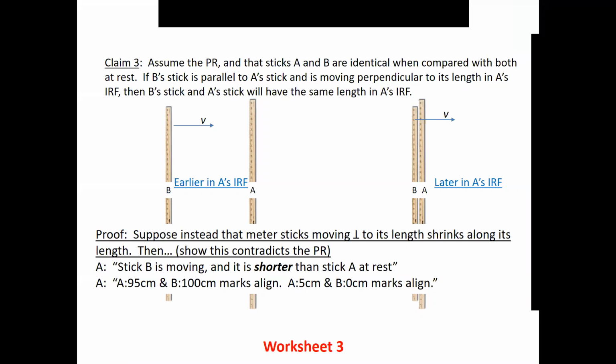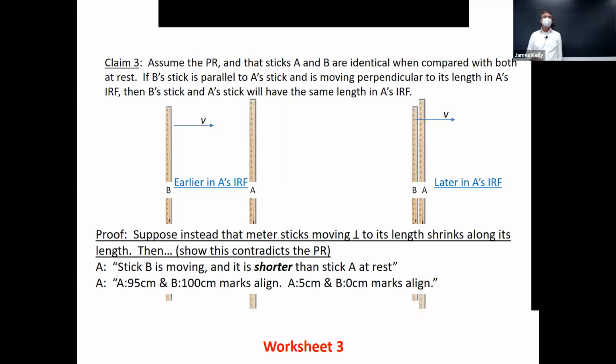I don't want to give another acronym to it, but it's the principle of invariance of coincidences, which means that if two things align in one IRF at a particular point in space at a particular time, they have to align in all IRFs. Otherwise, you can imagine situations where there would just be logical contradictions.